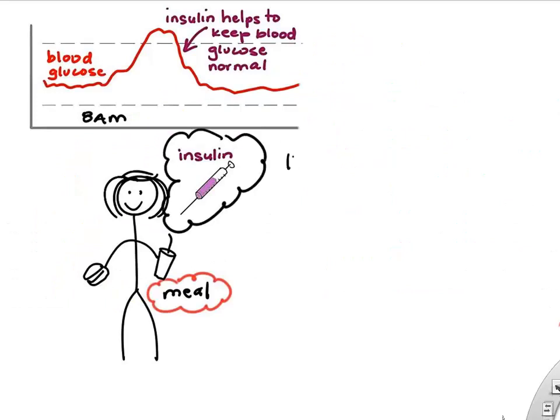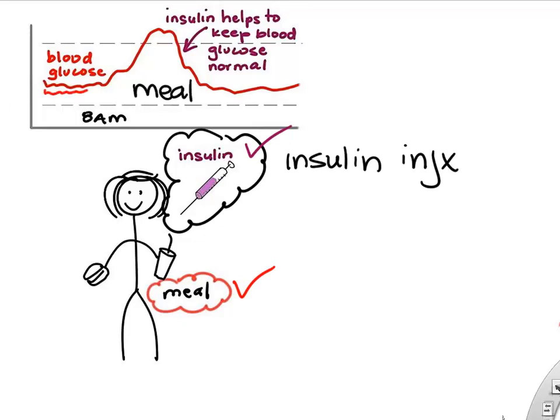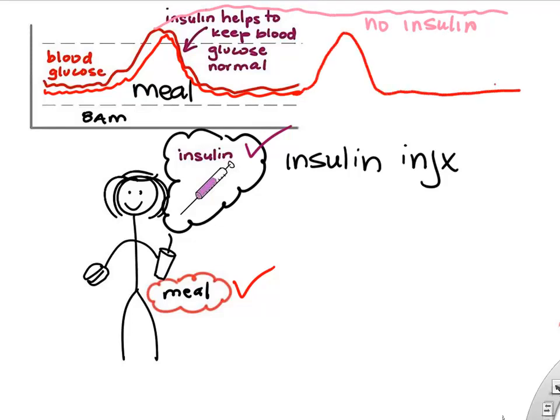So patients with type 1 diabetes have no insulin, so they have to actually inject themselves with insulin, and it's usually timed around mealtime. Remember, after meals, our blood glucose levels will spike, but if you inject yourself with insulin, then the blood glucose will come back down to normal.